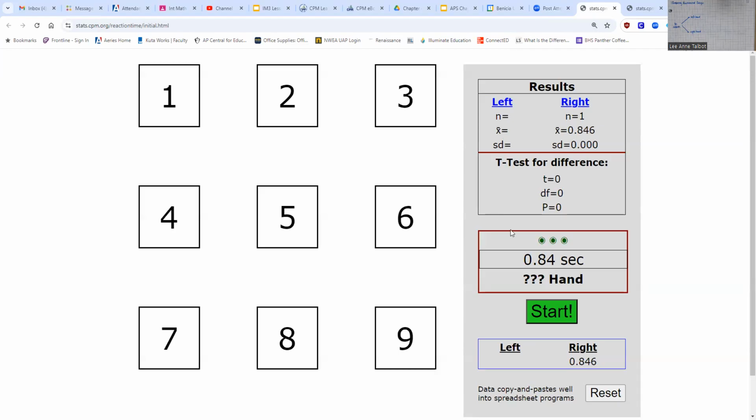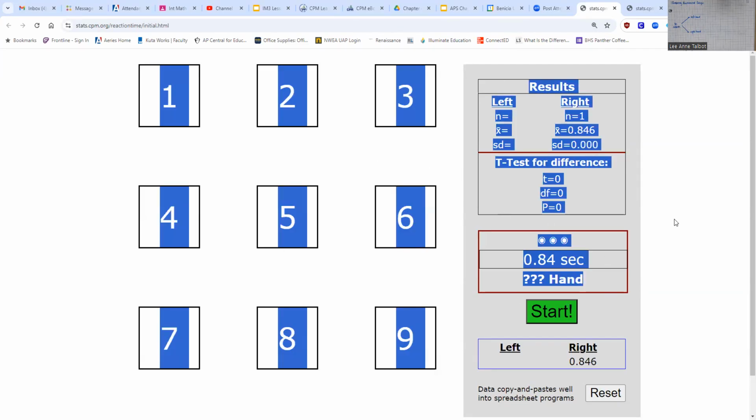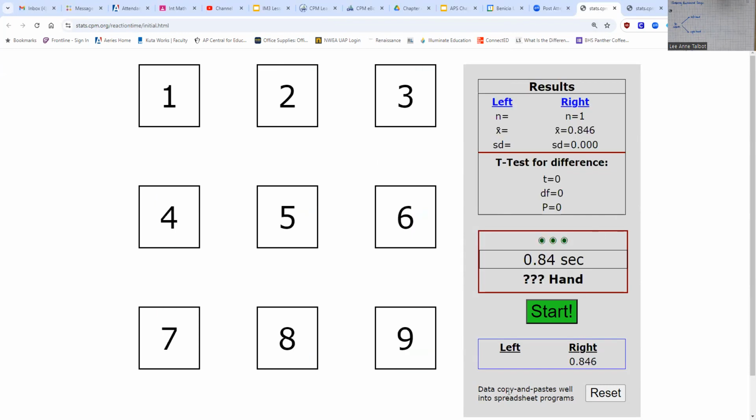Another thing is don't drag like this. Don't do that. That's just going to add to your whole time. You just have to be very precise. So walk up here, click start. Okay, it says left hand. I put my left hand on the mouse, green, green, green, 2.